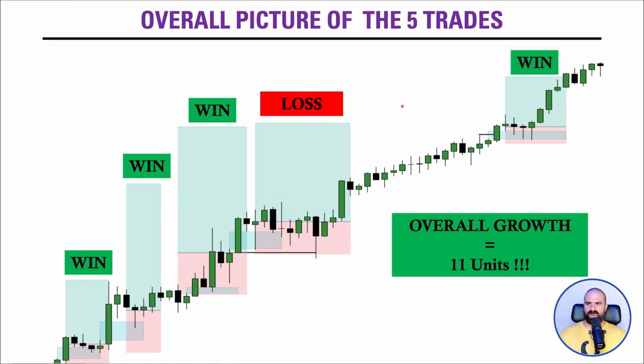But look what you would have lost, guys. 11 units you would have lost. 3-to-1, 3-to-1, 3-to-1 loss, and another 3-to-1. 3 times 4, 12 minus 1. We have 11 units of whatever you are risking, according to your liking.